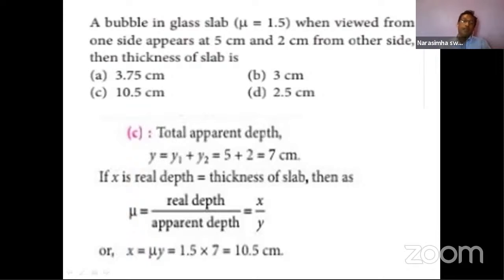Actually, the refractive index of air is 1. So that is the least value, and definitely all the media are more dense than air, so the value will be definitely more than 1 for the remaining materials. So here the glass slab value is given as 1.5.